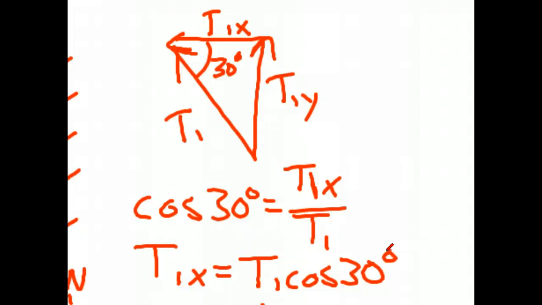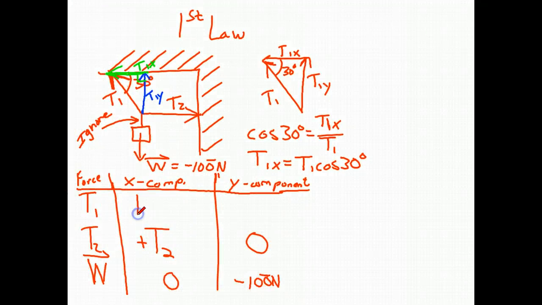The fact is we have two unknowns, so we need two equations. So I'm going to write that in here. T1 cosine of 30 degrees. Is that a positive value or a negative value? It's pointing in a negative direction, okay? So it's going to be negative T1 cosine 30.